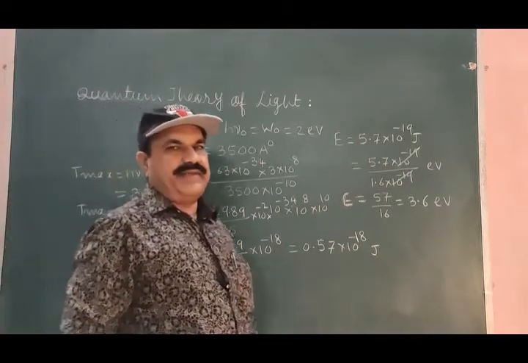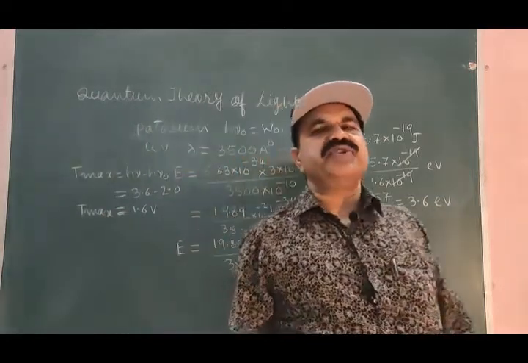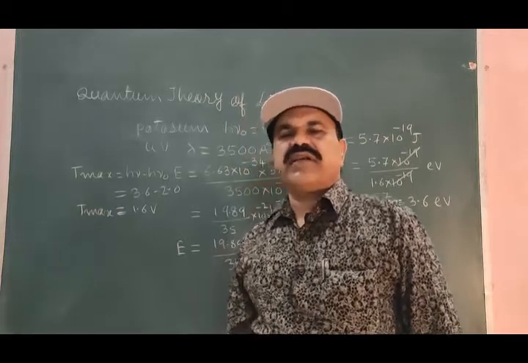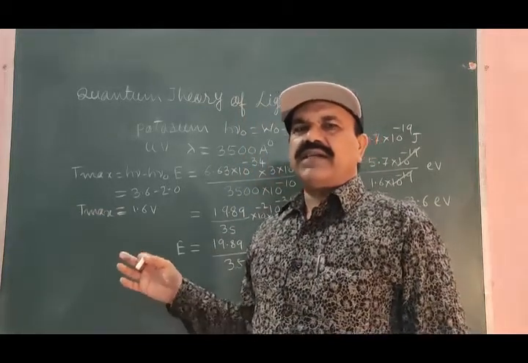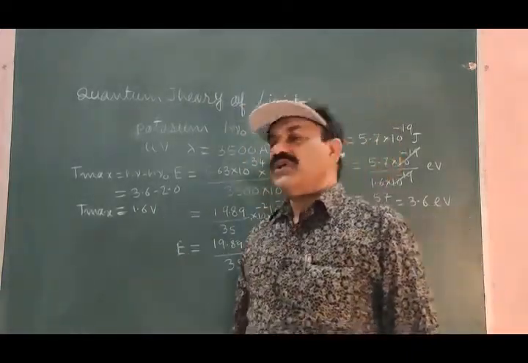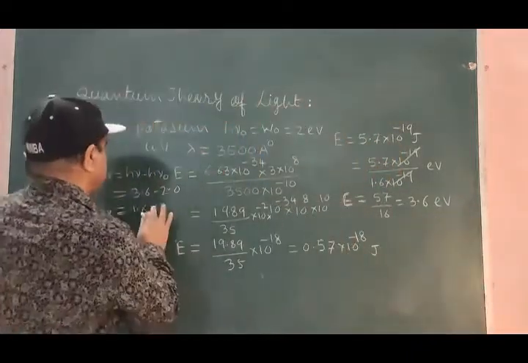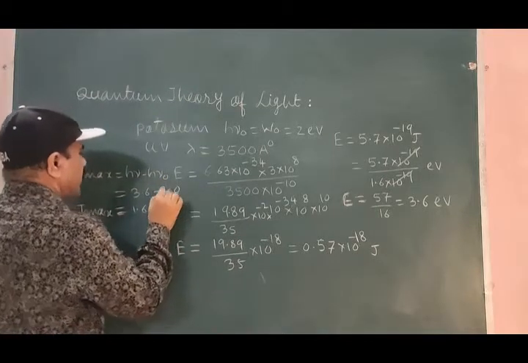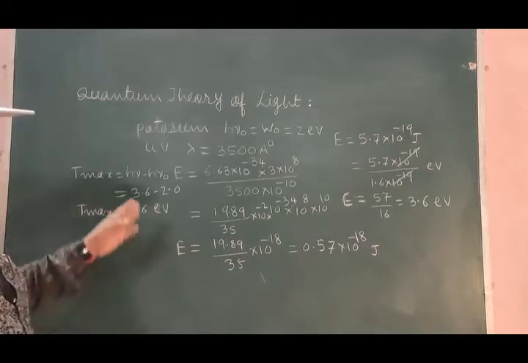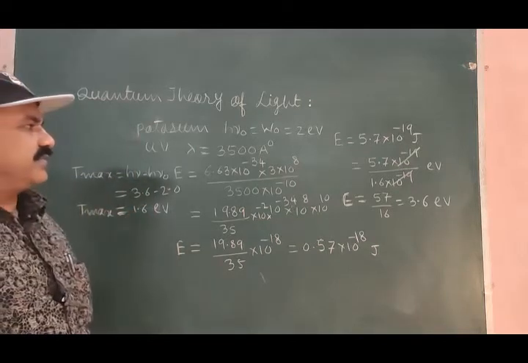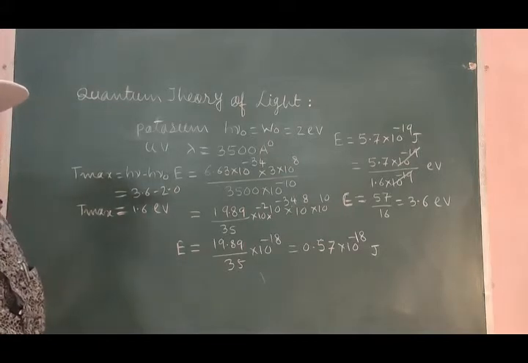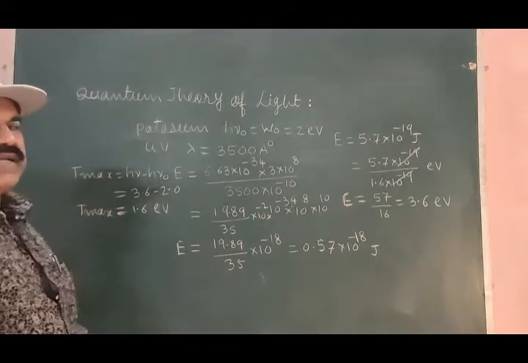It means that the maximum kinetic energy of the photoelectrons emitted from the potassium metal surface when ultraviolet light is falling on it is simply 1.6 electron volt. This way, using this formula, T max is equal to h nu minus h nu 0, we can find T max.